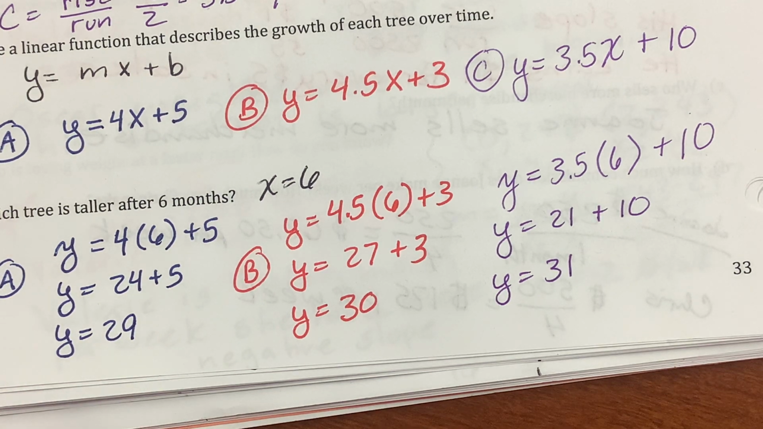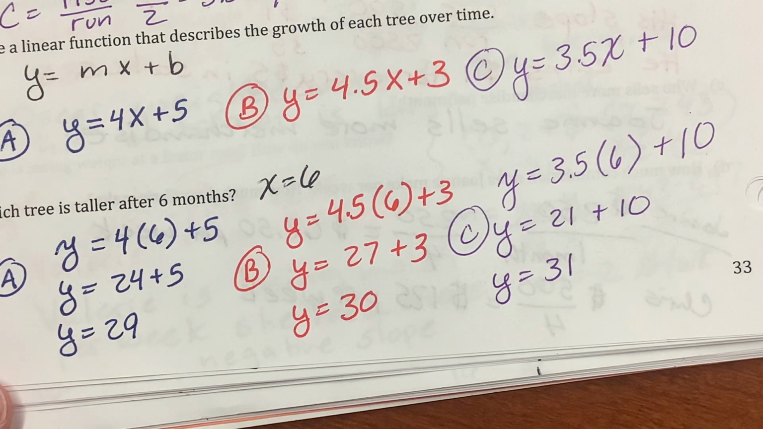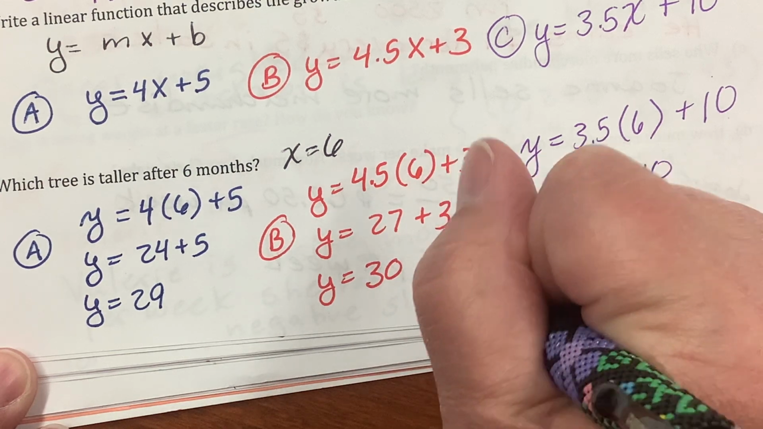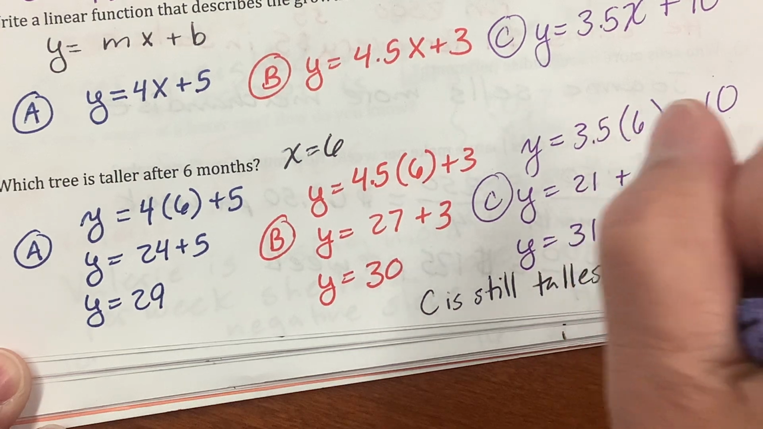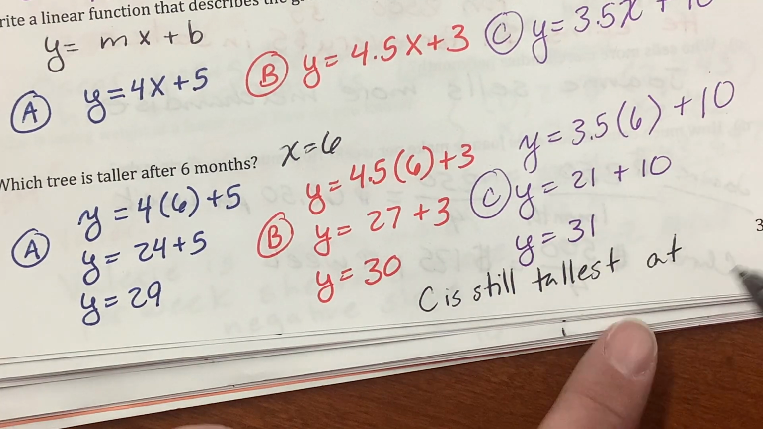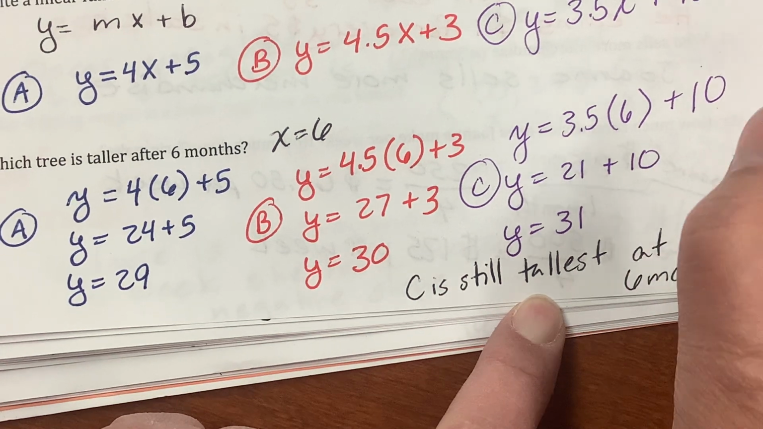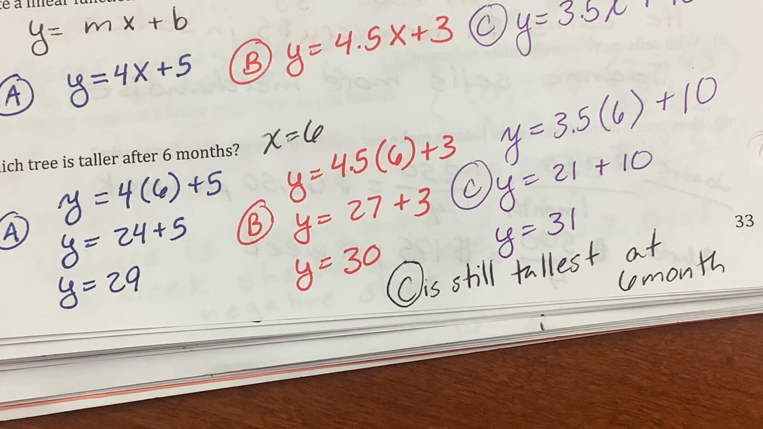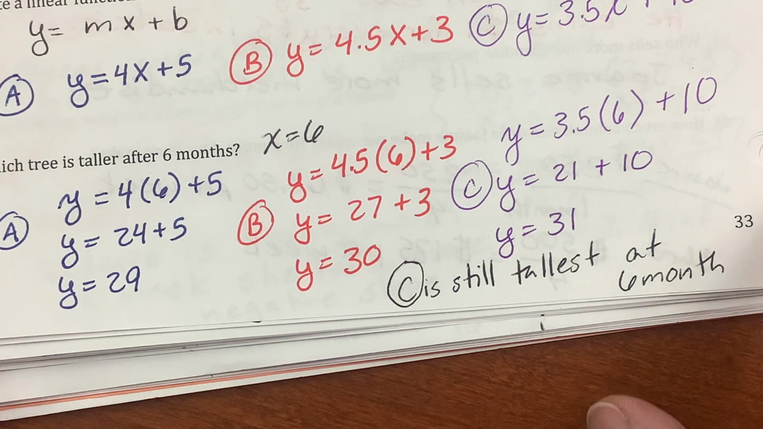So I think B wins. Sorry, C. C wins. C is the tallest tree. C is still tallest at 6 months. C started out tallest, but it grew the slowest, but it's still tallest after 6, not 6 months, 6 weeks? No, 6 months.